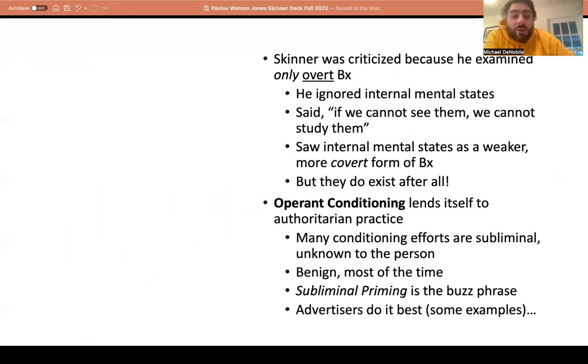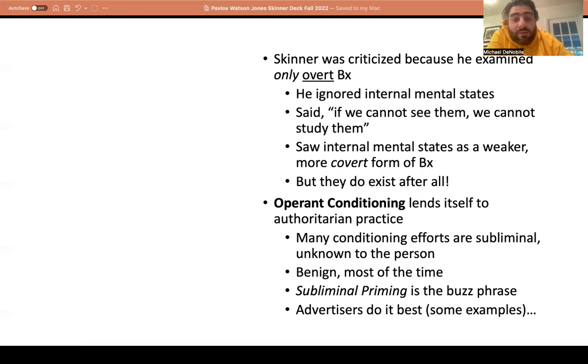Skinner was criticized because he examined only overt behavior. He ignored internal mental states. If we cannot see them, we cannot study them. He saw internal mental states as a weaker, more covert form of behavior. But they do exist. We do know this, and we'll see this when we talk about Freud later on.